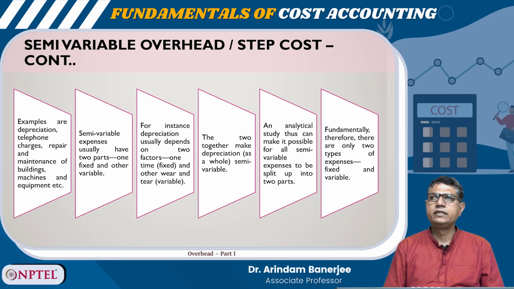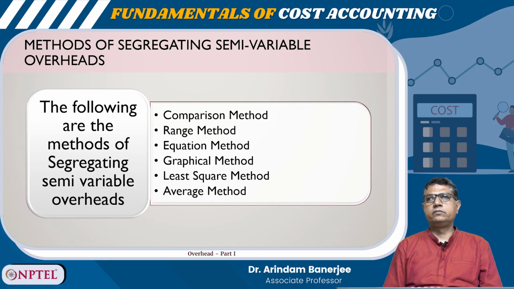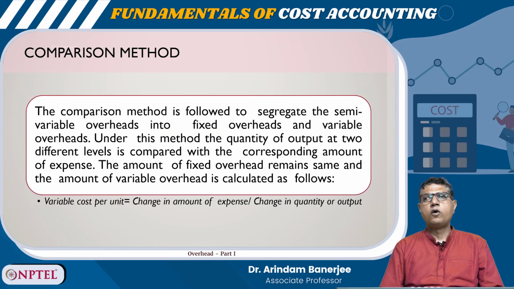An analytical study thus makes it possible to split all semi-variable expenses into two parts. Fundamentally, therefore, there are only two types of expenses, fixed and variable. The following are the methods of segregating semi-variable overheads: comparison method, range method, equation method, graphical method, least square method, and the average method. First is the comparison method.